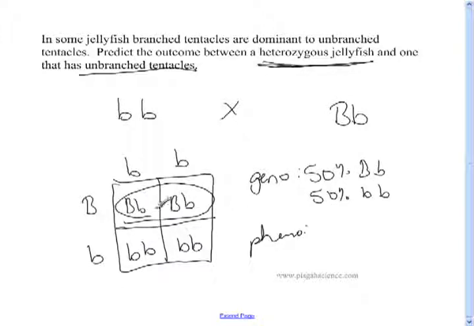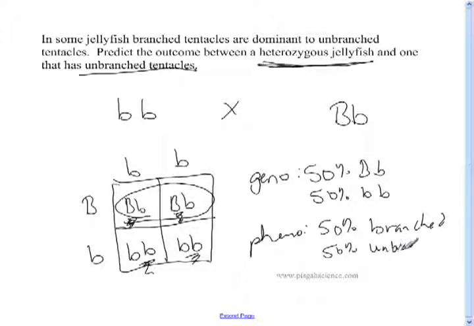Now I'm going to do phenotype. So I'm going to look at which ones are branched and which ones are unbranched. I've got this one got a capital B, so that one is branched. This one's got a capital B, that one is branched. But these 2 down here don't have capital B's, so they have to be unbranched. So I've got 50% branched and 50% unbranched.